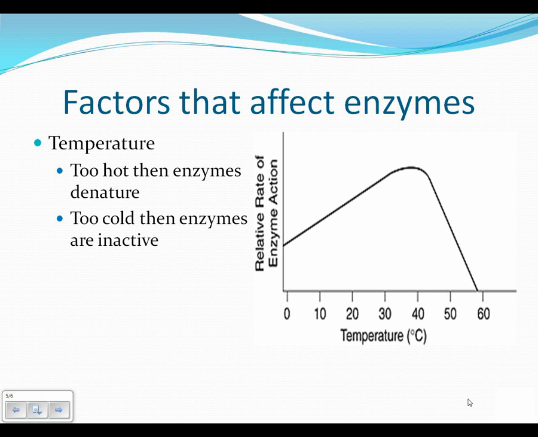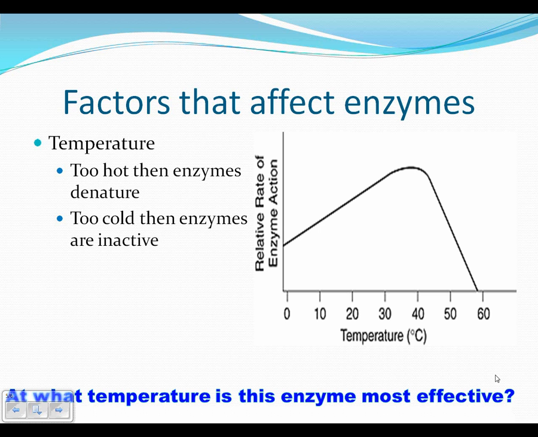Some other factors would be temperature, as I mentioned before. If it's too hot, then the enzyme will denature, meaning it'll break apart. If it's too cold, they're not very active. They don't like that either. So looking at this graph, what temperature would be most effective for this enzyme? Again, we can go to the peak of our graph, and we kind of come down, gives us an idea that it's around 38 degrees Celsius.